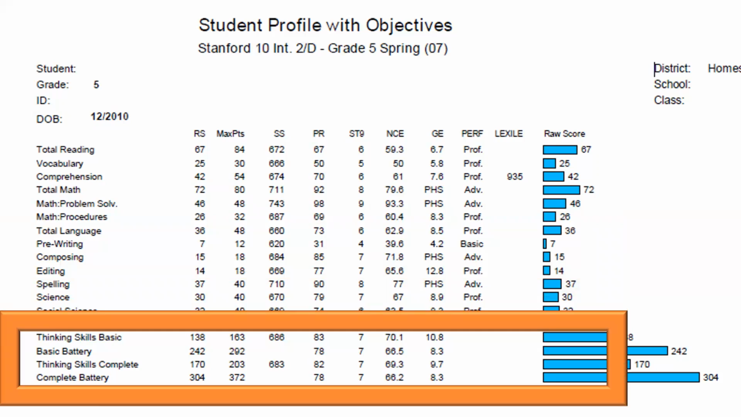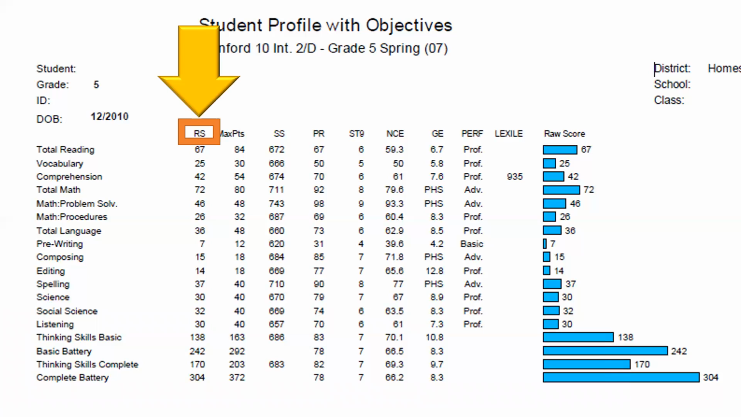Thinking Skills Basic are test questions throughout the assessment that tested the student's knowledge with thinking skills, but did not include any thinking questions from the subtests of social science and science. Basic Battery is the entire overall score for the whole assessment minus social science and science. Thinking Skills Complete are the child's scores on questions that involve thinking skills for all the subtests tested. Complete Battery is the overall score for all subtests tested.